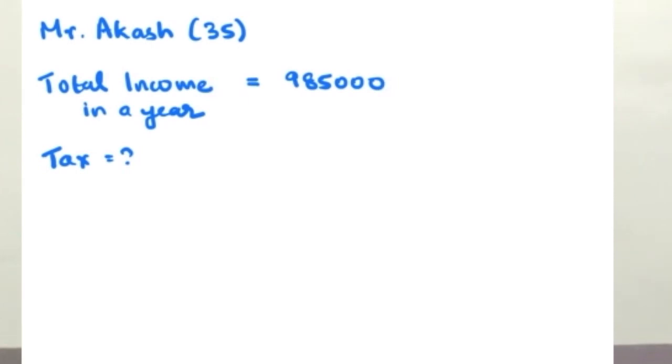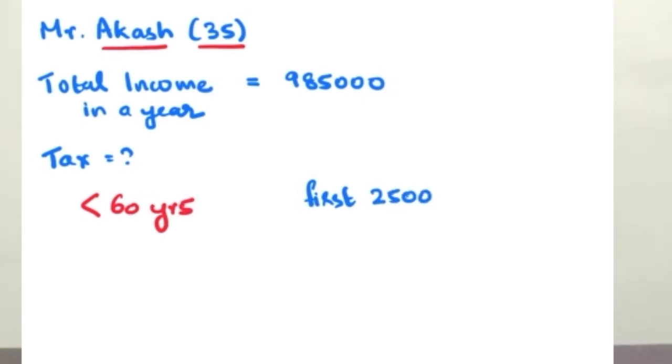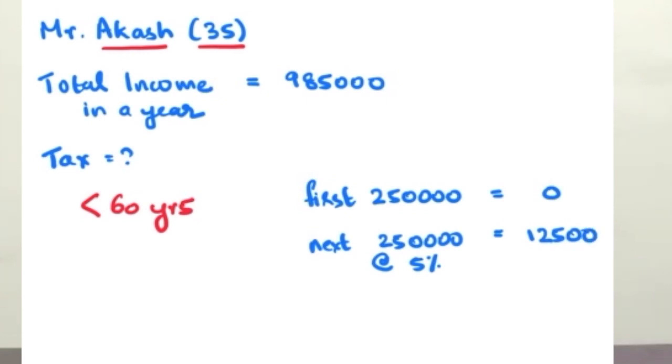Mr. Akash is an individual and Mr. Akash is a person who is less than the age of 60, and therefore the first set of slabs would be applicable on him. Therefore, on the first 2,50,000 rupees worth of his total income, he need not pay any tax because up to 2,50,000, the first slab, there is no tax. On the next 2.5 lakh rupees worth of his total income, he needs to pay tax at 5%, which comes to 12,500, because the second slab is 2.5 lakhs to 5 lakhs.